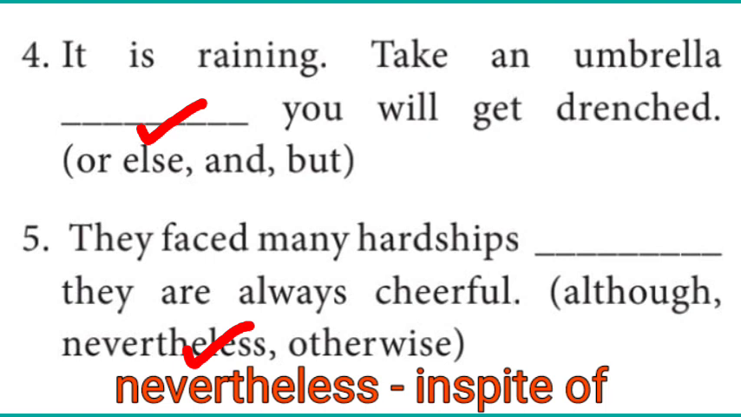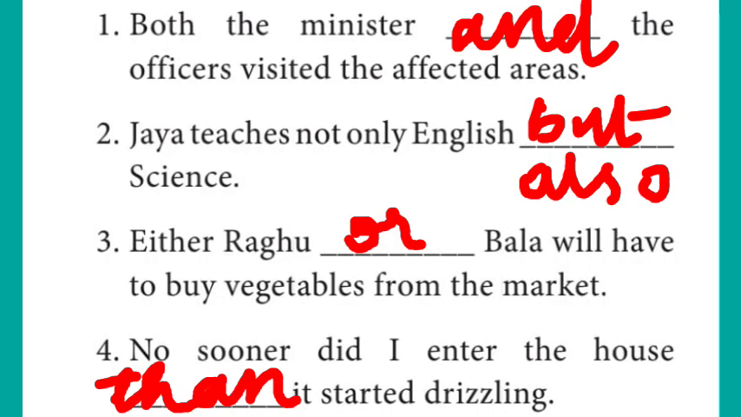Next one. They faced many hardships. Dash they are always cheerful. The words given are although, nevertheless, otherwise. So here, they faced many hardships. Nevertheless, they are always cheerful. Next one. Fill in the blanks with the connector that goes with the underlined words. Both the minister dash the officers visited the affected areas. Both means and. So both the minister and the officers visited the affected areas.